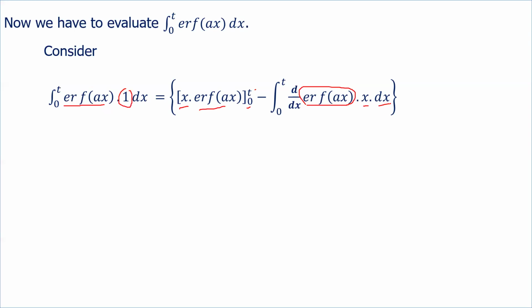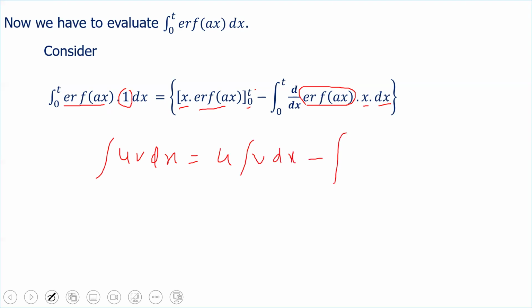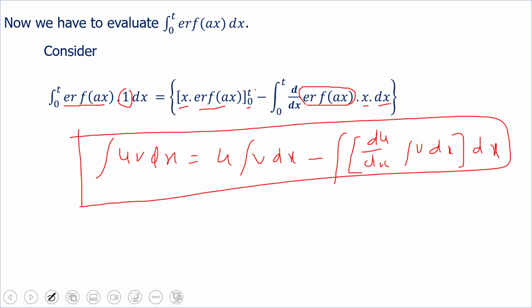This is integration by parts. We know that the integration of uv dx is equal to u times the integration of v dx, minus the integration of d/dx of u times the integration of v dx, and the whole dx. This we know about; it is the integration by parts. So we applied it over here. We have taken 1 as one function and error function of ax as the other.